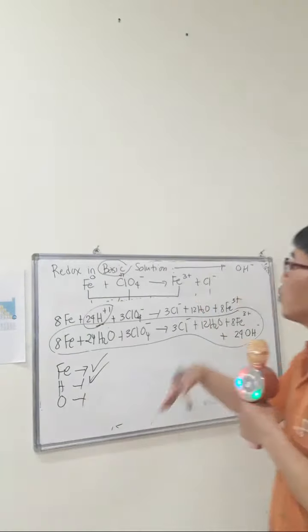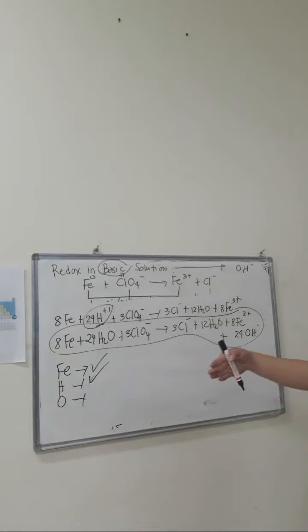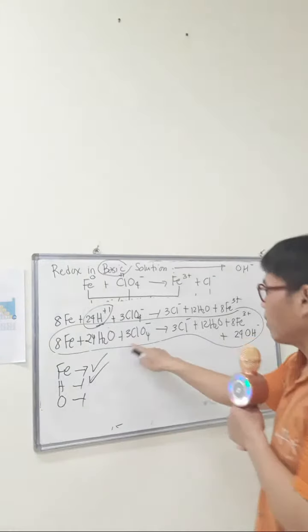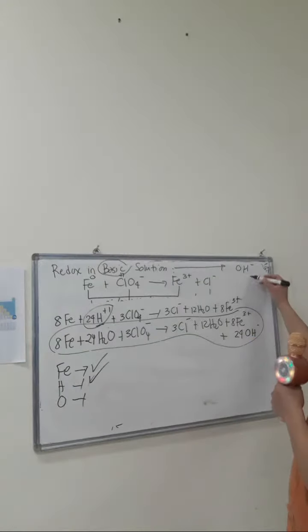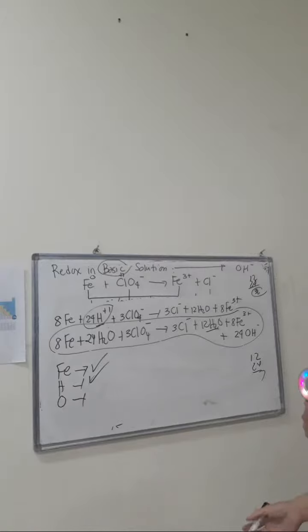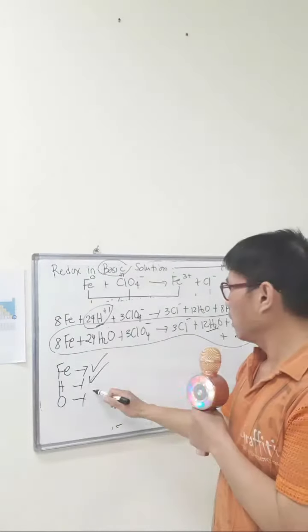Oxygen. Oxygen is 24 from water and 3 from perchlorate. It's going to be 12, since 3 times 4. So 12 plus 24 is going to be 36. And then in the right side, how much? Oxygen is 12 from water. So 12 plus 24, 36 also. So oxygen is balanced.